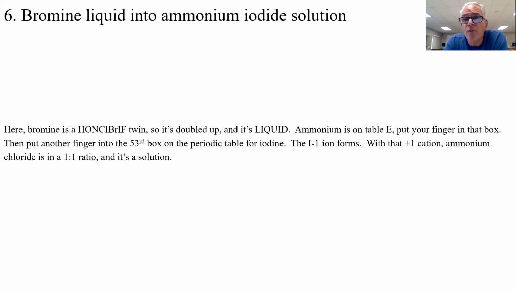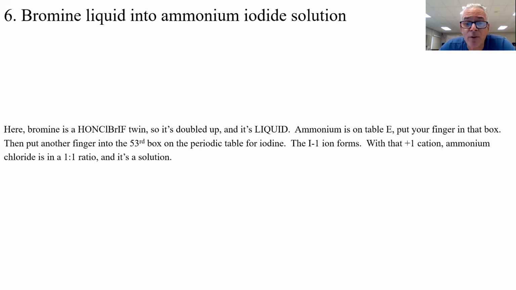Number 6, bromine, which is a liquid at room temperature, is going to go into something called ammonium iodide solution, which is aqueous. That's what a solution is. Now, bromine is a Hunkelbrief twin, Br2, and it's got an L with it because that's the phase. It's liquid. And it's going to go into an aqueous solution called ammonium iodide. Ammonium is on table E. Ammonium is a +1 ion on table E. You can just put your finger in the box, and there it is, NH4 with a +1.